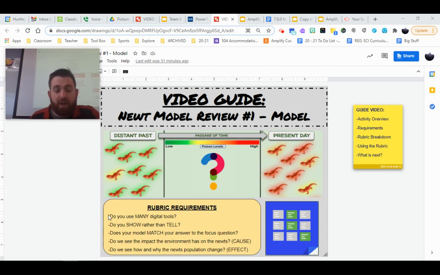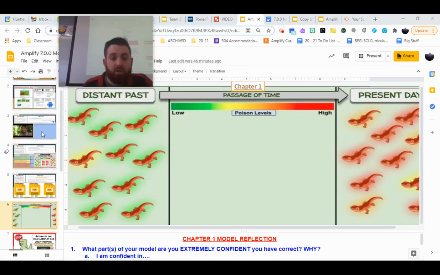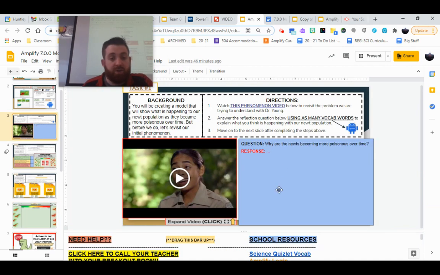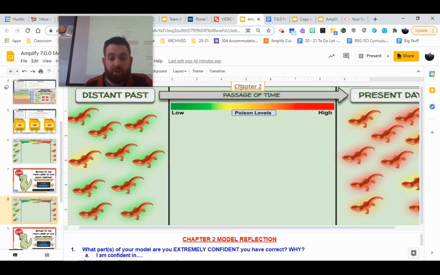So let's take a look at how we use these requirements in our rubric and how you're going to be using these to grade not only your model moving forward, but to hopefully help you create now your Chapter 2 model. So up to this point, you've answered your question for the response. You have your Chapter 1 model, but we're going to leave this one alone. You shouldn't be doing anything to your Chapter 1 model because now you're going to go to your Chapter 2 model, so that should be by slide 8, and you're going to be creating a new model that represents everything we know about the newt population now that we finished Chapter 2.